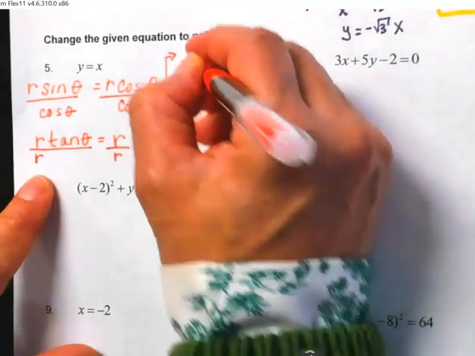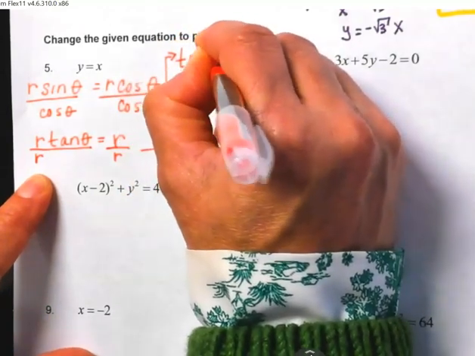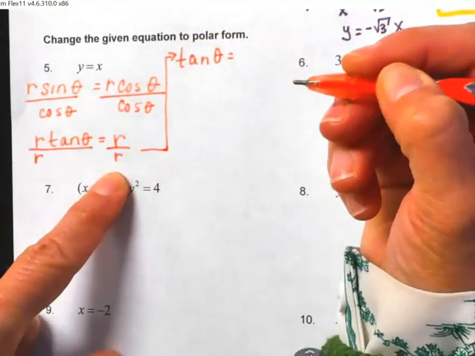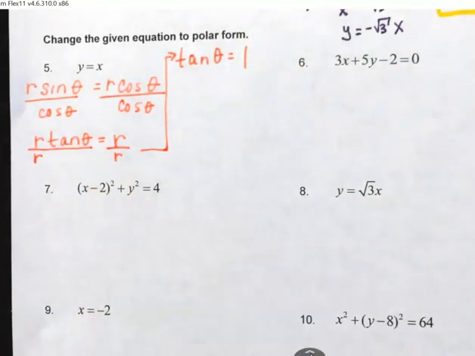All right, this side over here, that leaves just tangent theta. Not bad. I mean, it's okay. What's r divided by r? 1. That's a unit circle question. When do you ever get 1 for tangent? Pi over 4. Is that the only place where you get a positive 1? Yes. So that's the answer. Look.